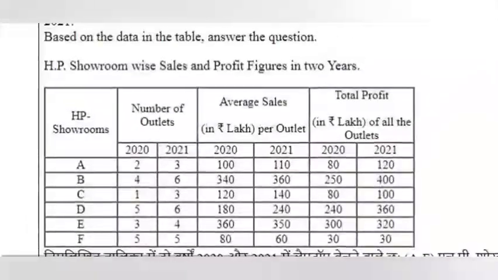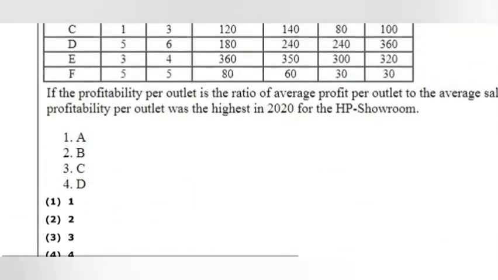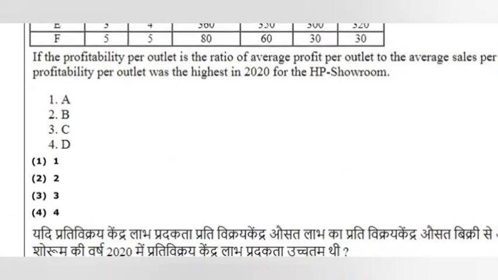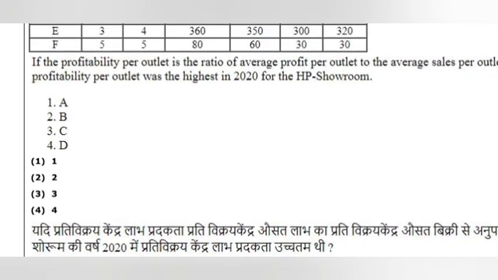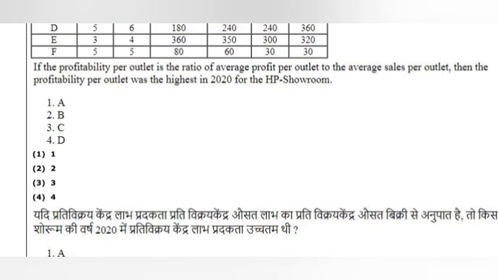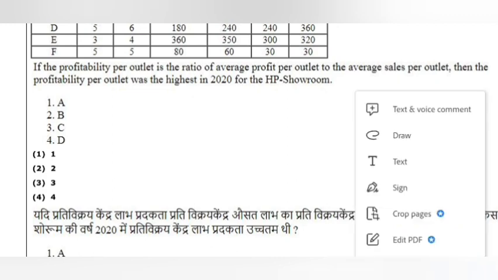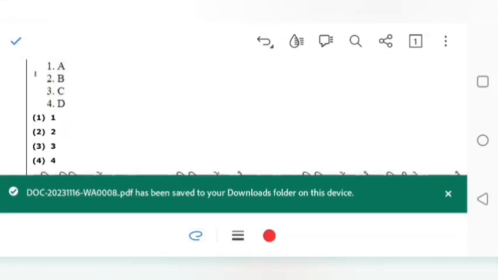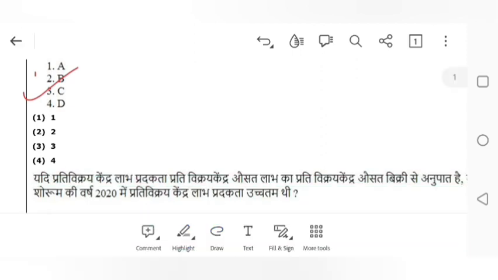Now what is the question? Number one question says, if the profitability per outlet is the ratio of average profit per outlet to the average sales per outlet, then the profitability per outlet was the highest in 2020 for the HP showroom A, B, C, D. What will be correct? It will be number C. That means 3. Number 3 will be correct.